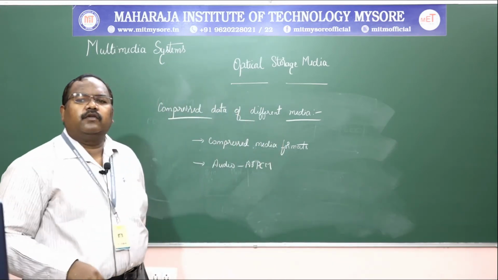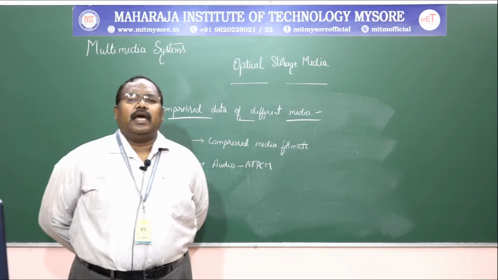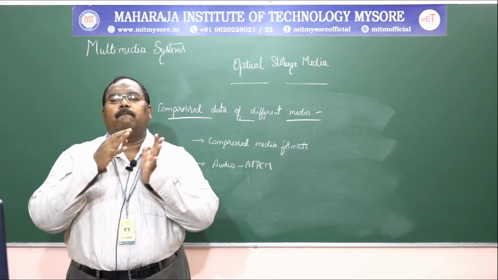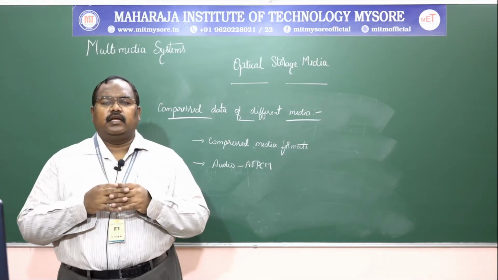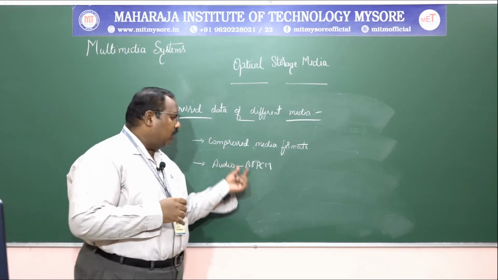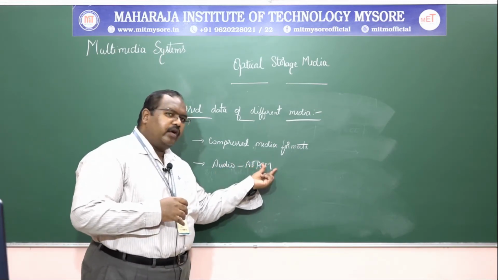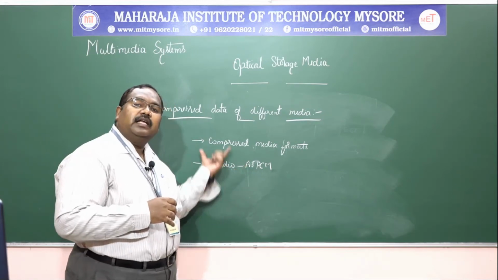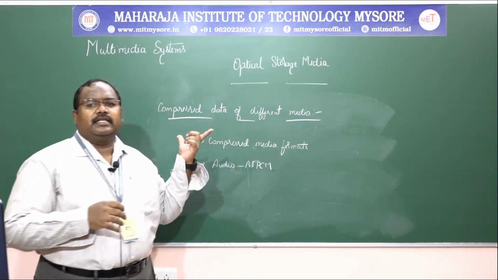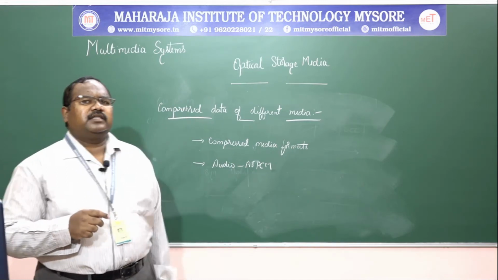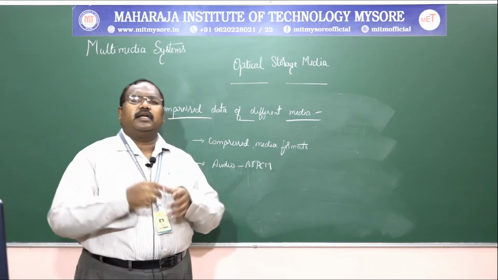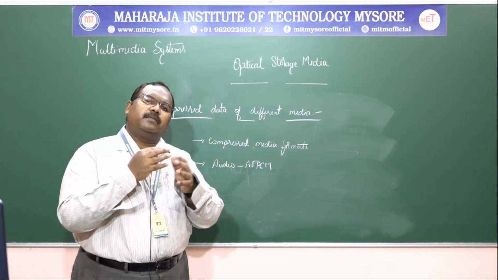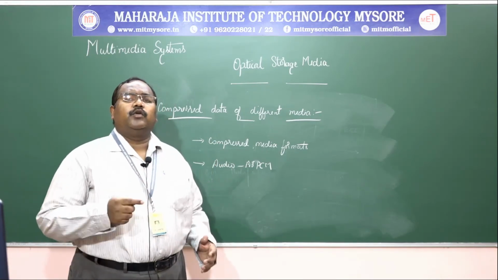So what is this method? We call it ADPCM. ADPCM stands for Adaptive Differential Pulse Code Modulation. So this method is used to compress the data in the CD-ROM extended architecture. When you talk about compression, you might say, sir, what is the amount of compression that can be achieved?